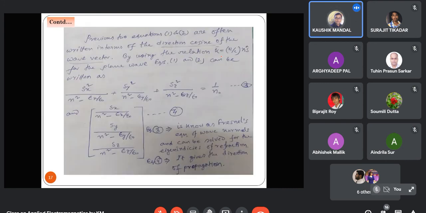And next, as the wave propagation vector k equal to omega by c n of s cap, the previous equations number 1 and 2 can be rewritten in this particular form, that is in terms of the unit vector s: s is x whole square divided by n square minus epsilon x by epsilon 0. So equation number 1 can be rewritten in this form 3, and equation number 2 can be rewritten in this form, that is 4. This particular equation number 3 is known as the Fresnel's equations.